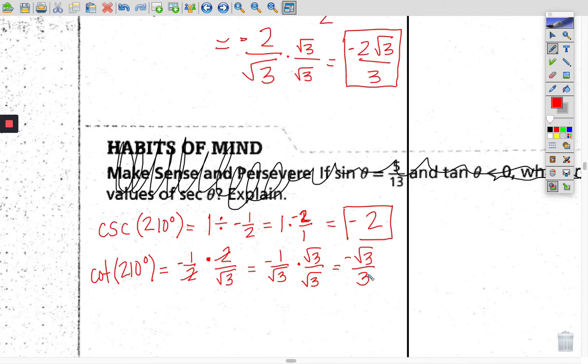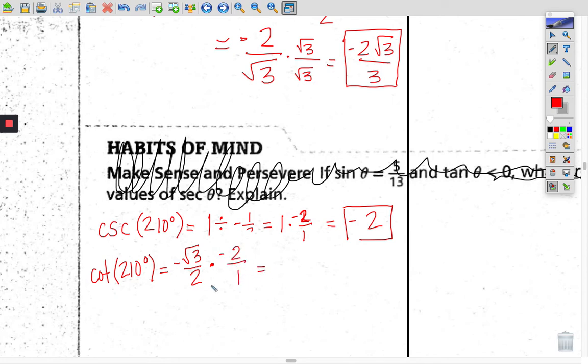Hey, why didn't y'all stop me? I said cotangent was y over x. What is that really? X over y. Happy Friday, right? X is negative square root of 3 over 2. Y is negative 1/2, so that's going to change to negative 2 over 1. Cancels. A negative times a negative is a positive. Positive square root of 3 over 1, which is just the positive square root of 3.